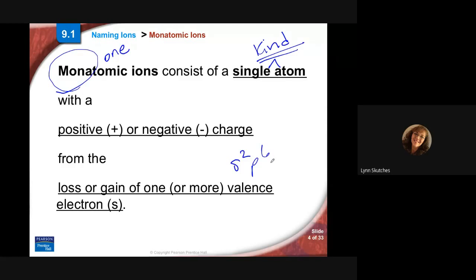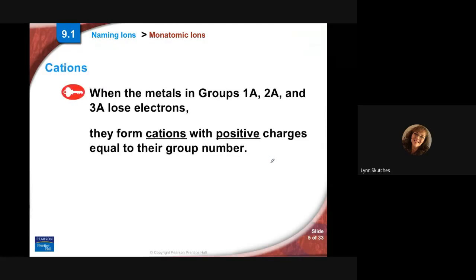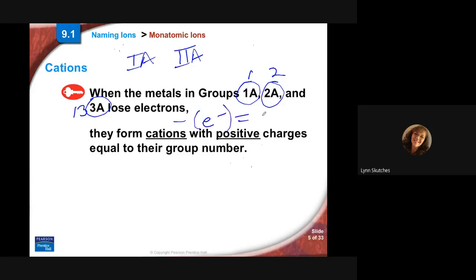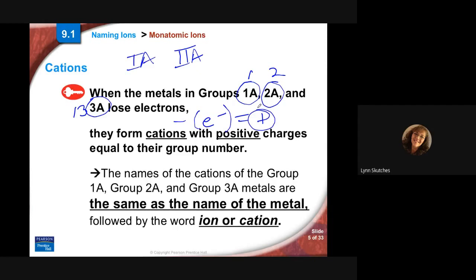Except if you're a transition metal. There's so many exceptions, but just hang in there. Okay, group 1, group 2, group 3. In the old days, we used Roman numerals. The A group elements were the representative elements. Now, of course, that's group 1, that's group 2, and this is group 13. But they're all going to lose electrons. When you lose a negative, you become positive. Okay? You have more protons than electrons. And those make cations with positive charges.